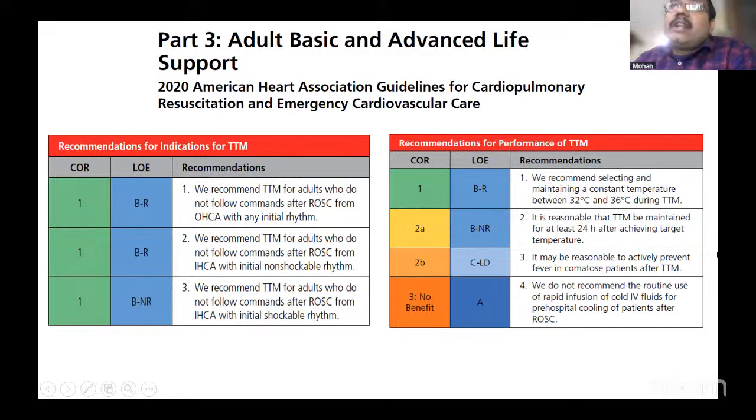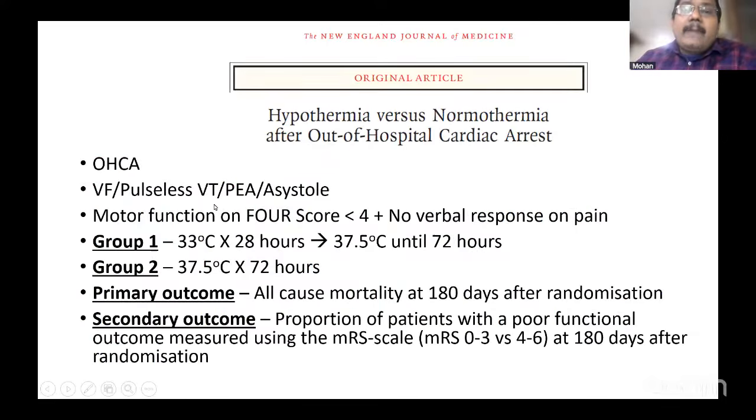So targeted hypothermia is okay, targeted temperature management is okay, but then after you rewarm, the patients might go on to have fever episodes, and that is detrimental. So they are asking us to actively take care of fever in these patients. Now, once the 2020 guidelines came, another major trial which came in 2021 is the TTM2 trial.